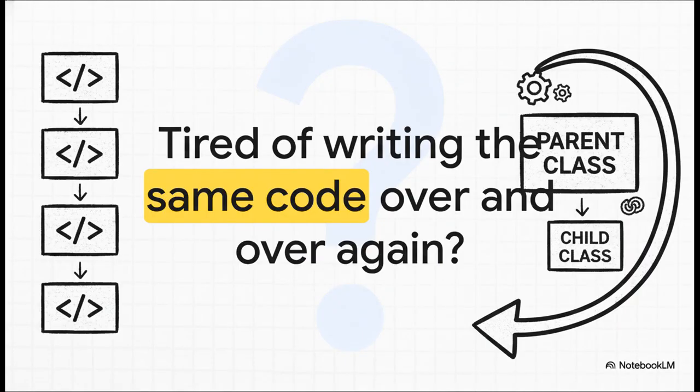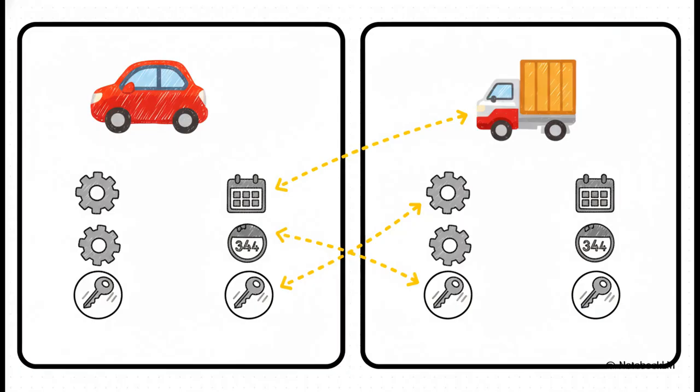Seriously, does this feel familiar? You're building out a program, maybe for a class assignment, and you find yourself just highlighting a block of code, hitting copy, and then paste. And you just know, deep down, there has to be a smarter way to do this. And you're absolutely right. The solution is one of the pillars of object-oriented programming, and trust me, it's way more intuitive than it sounds.